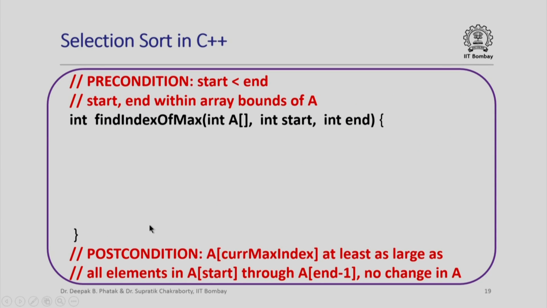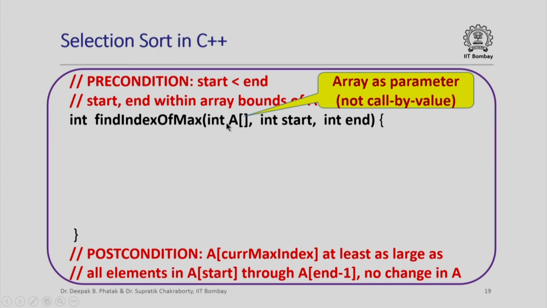So here is our contract view of the function. I want this function find index of max, which takes an integer array, an integer starting index and an integer ending index, and our precondition is that start should be less than end and both of these should be within the array bounds of A, and at the end of this function the post condition I want to guarantee is that the current max index that I compute should be such that A current max index is at least as large as all the elements in the array A from start through n minus 1, and of course I do not want any change in the array A, I just want the current max index.